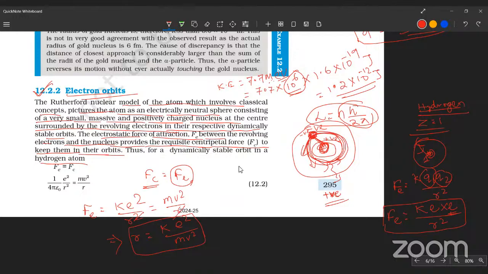Similarly, from this expression we can also get, in that orbit, this is the nucleus, where the electron is there, what is the speed of the electron? Also from this equation, we can get the speed of the electron, v square we can get, and then we can get v also. Is it clear? Okay.